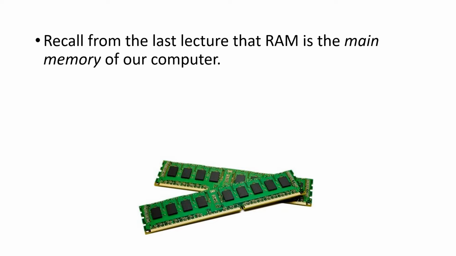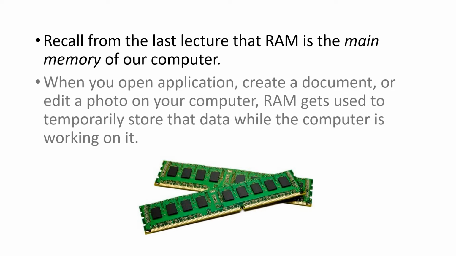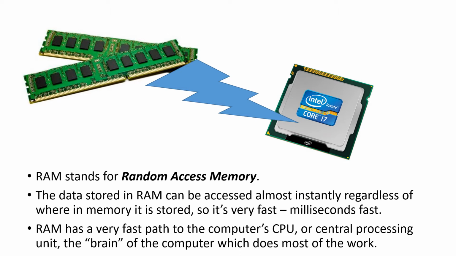Recall from the last lecture that RAM is the main memory of our computer. When you open an application, create a document, or edit a photo on your computer, RAM gets used by the computer to temporarily store data while the computer is working on it. RAM stands for Random Access Memory. The data stored in RAM can be accessed almost instantly, regardless of where it is in memory, so it's very fast. RAM has a very fast path to the computer CPU, or the central processing unit, which is the brain of the computer, which does most of the work.